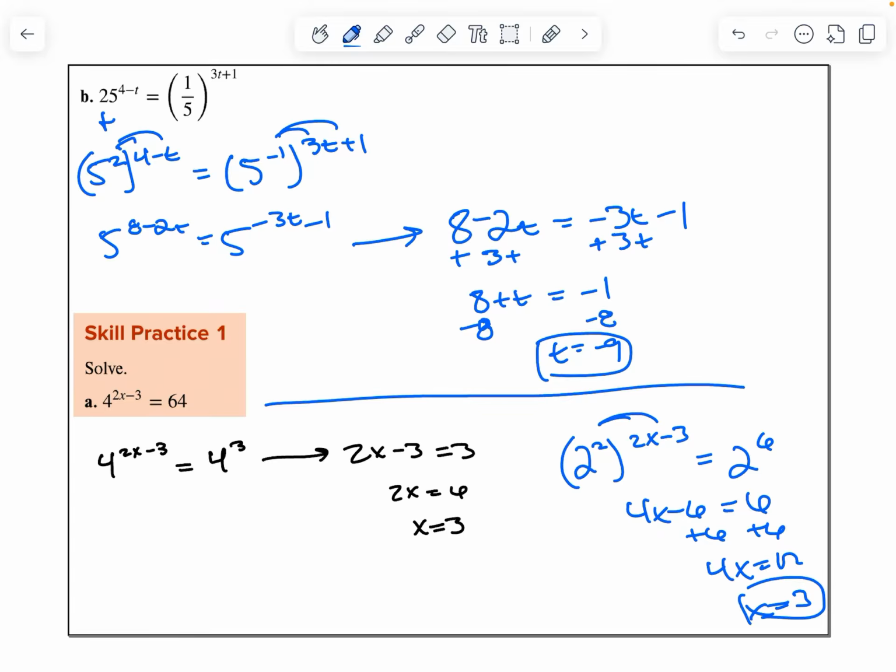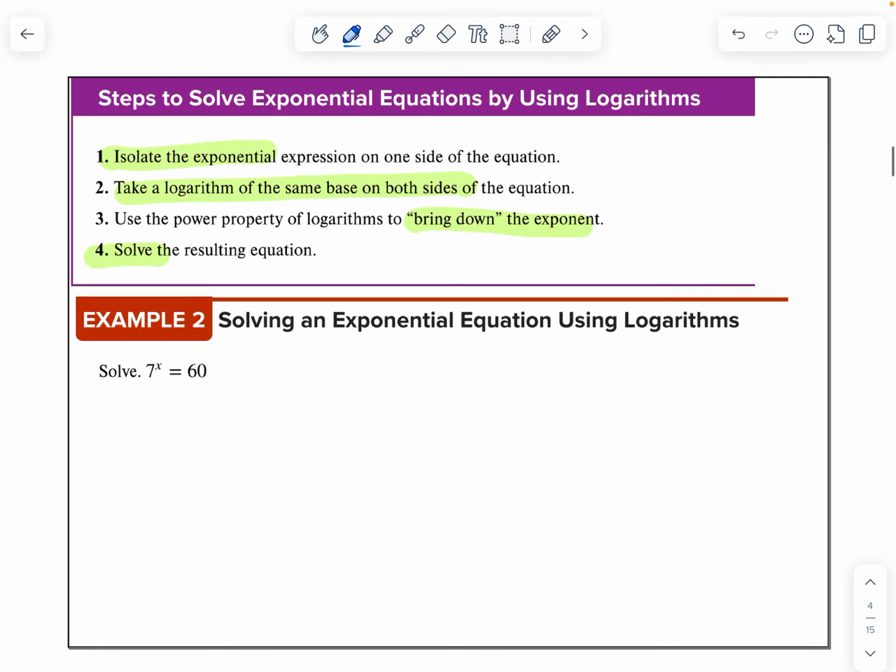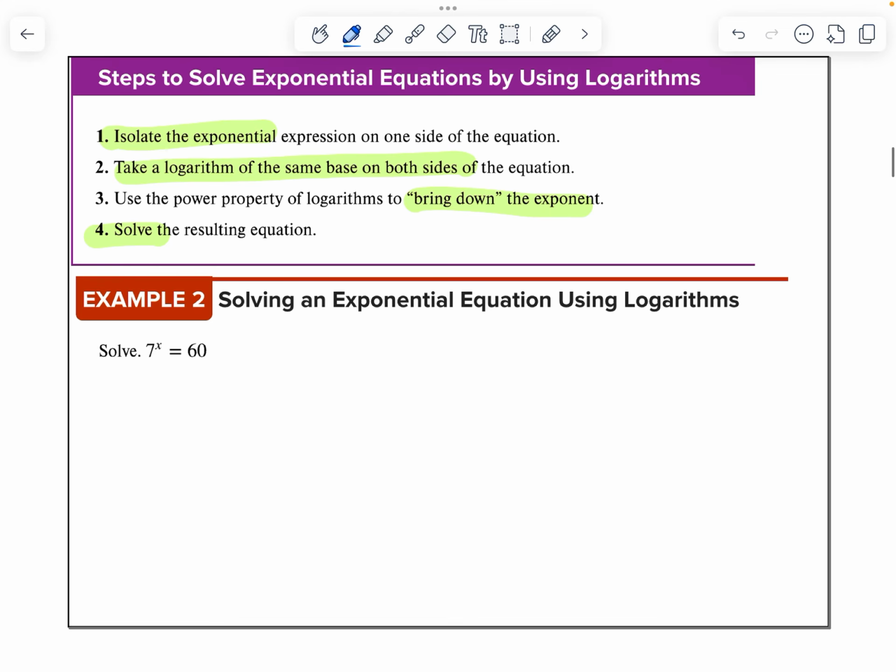So the first step for an exponential equation is to check and see if you can get the bases to match up. If you can, you're in a good spot. If you cannot get the bases to match up, as in this example, we want to get the same base. 7 to the nothing equals 60. 7 squared is 49. 7 to the third is 343, so we just skip over it, right?